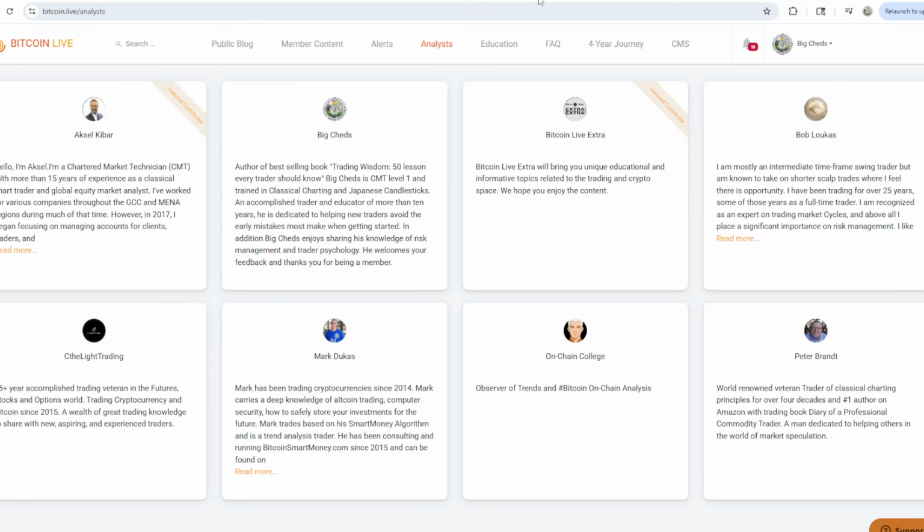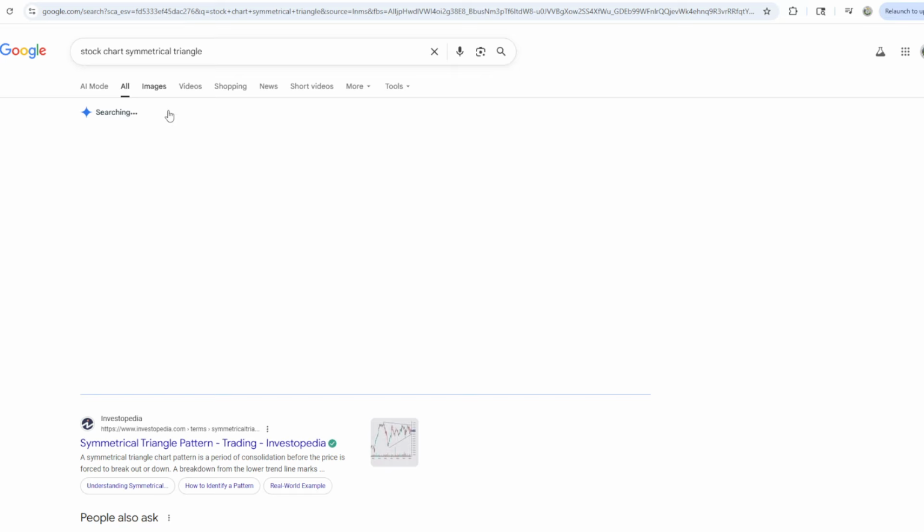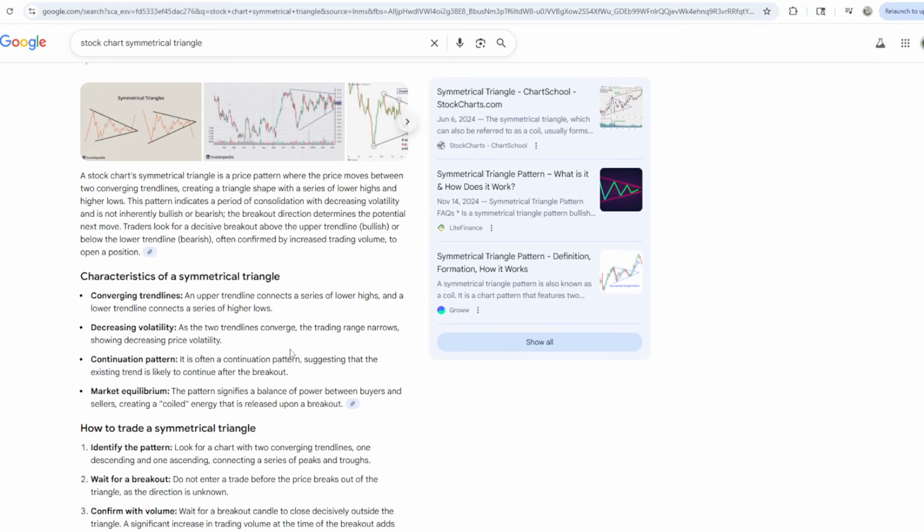For today's lesson, we're going to talk about a symmetrical triangle. Here's what it looks like. Here's a bunch of images. And here's just a brief AI overview. Of course, you can pause and read this on your own.